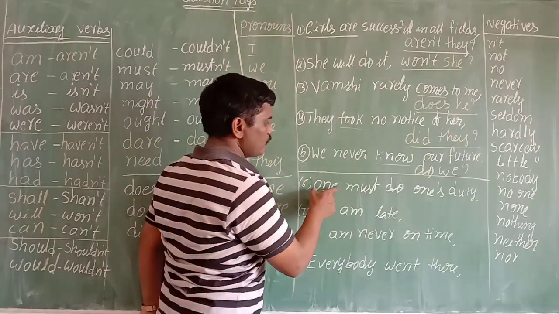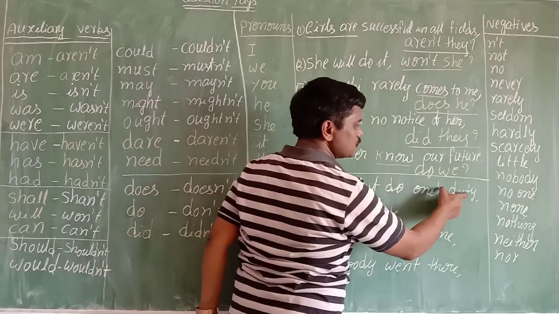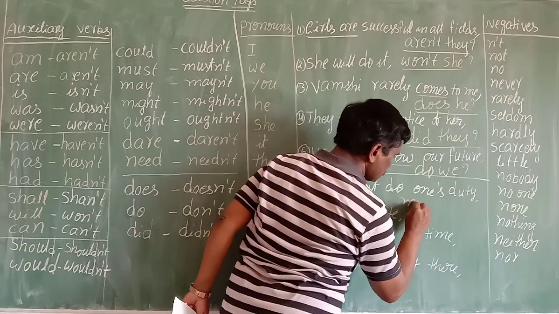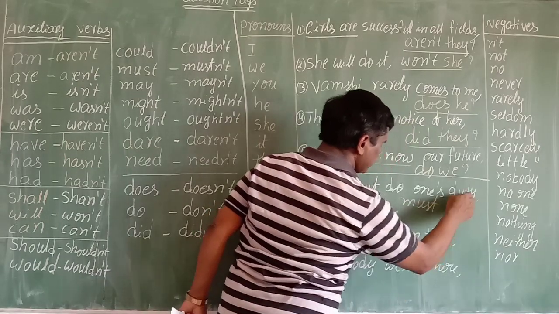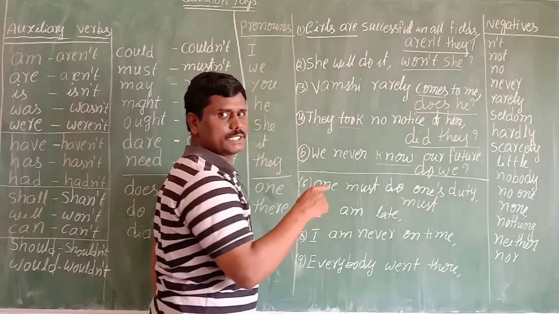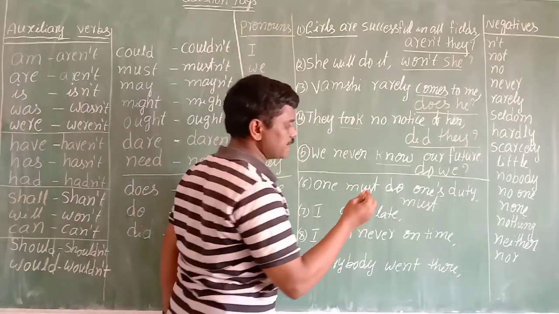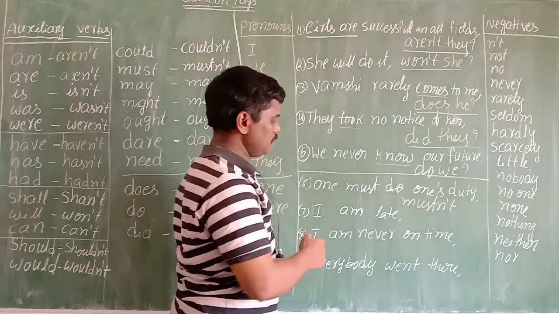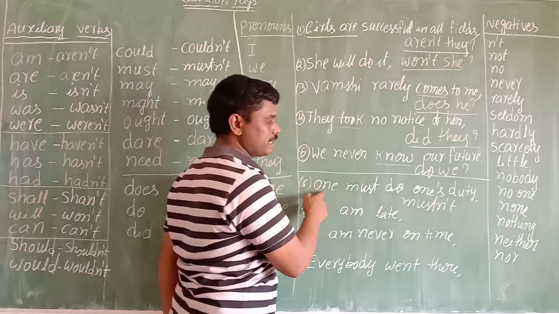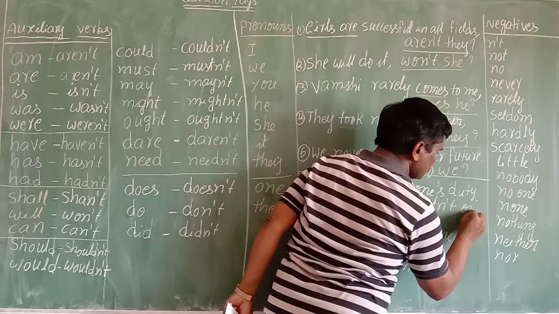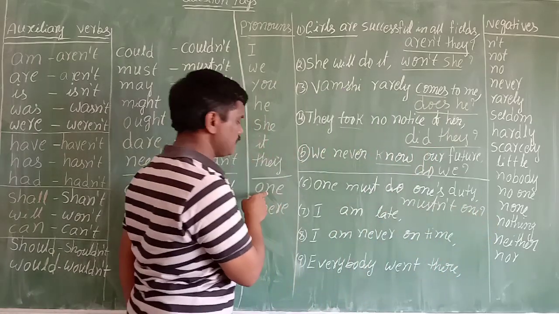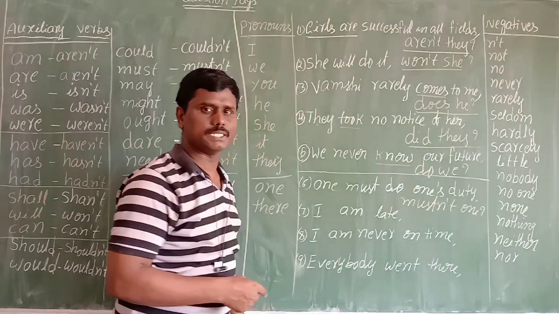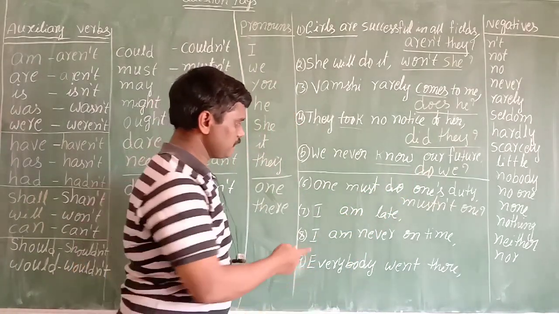For example, one must do one's duty. Here must. Is there any negative word in the given sentence? No negative word. That means we have to write the contraction, that is mustn't. What is the pronoun? One. So we write the same, one, because here already in the list I have given one. So, one must do one's duty, mustn't one.